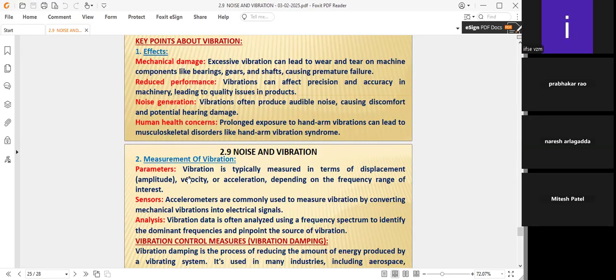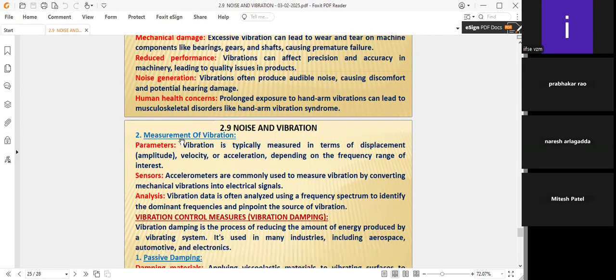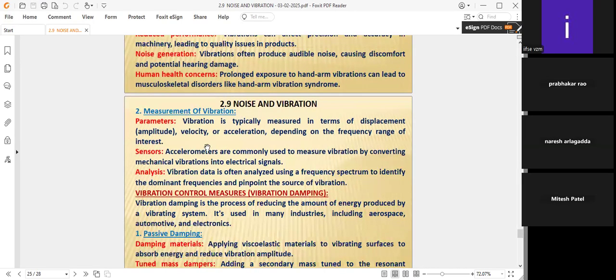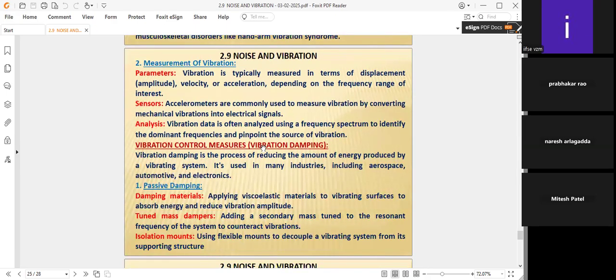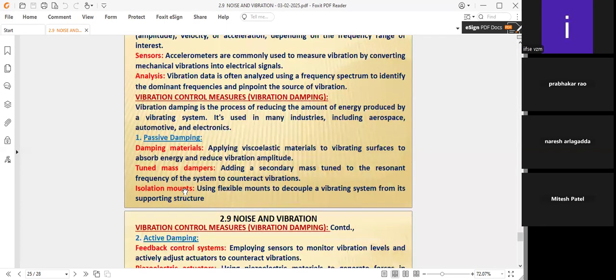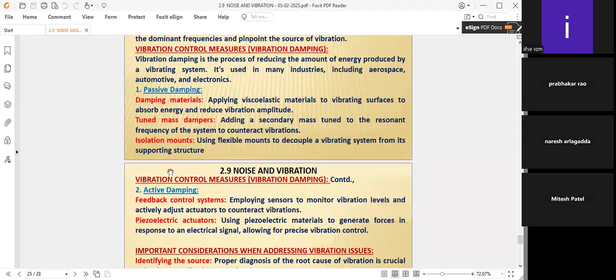Therefore, go for measurement of vibration parameters, sensors, and analysis. It will be helpful to reduce the vibration, and the best technology will be employed through that parameter study. The sensors and the analysis will be taken care of. Vibration control methods will also be taken care of. One is passive damping, the second is active damping.